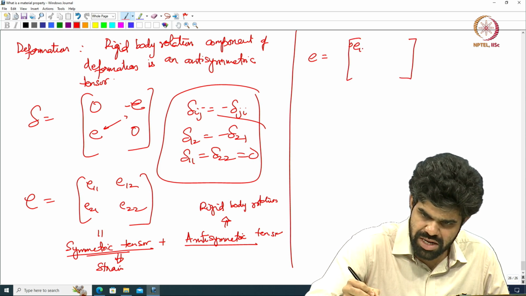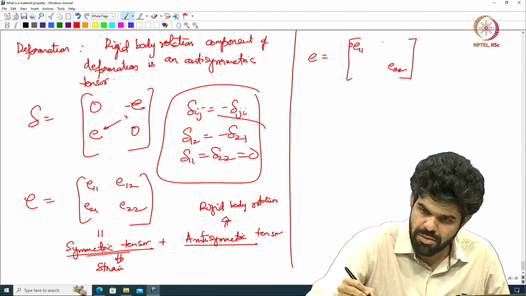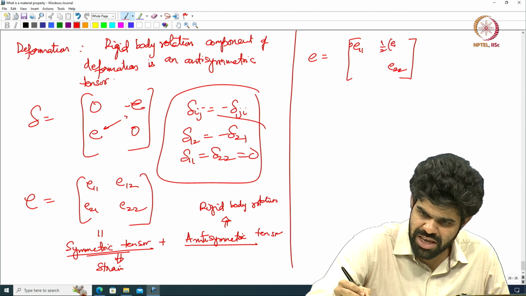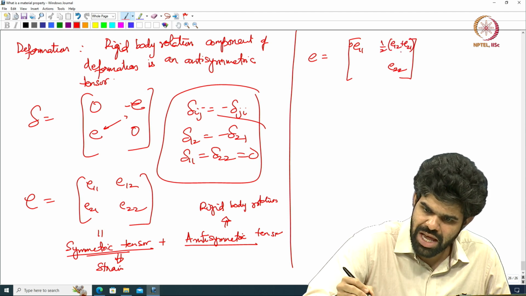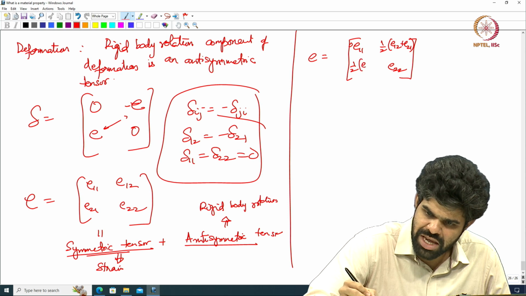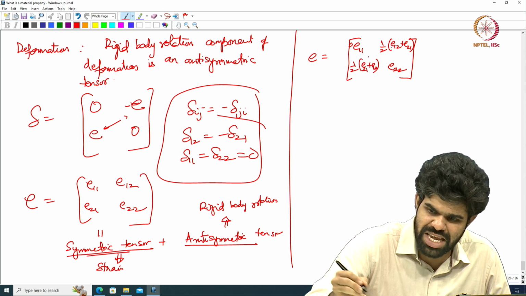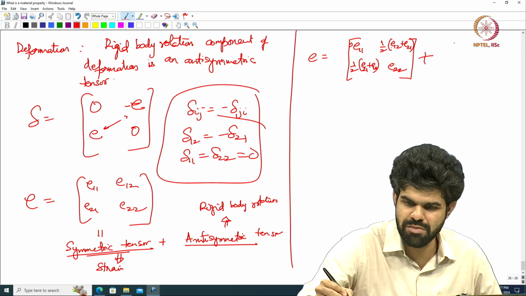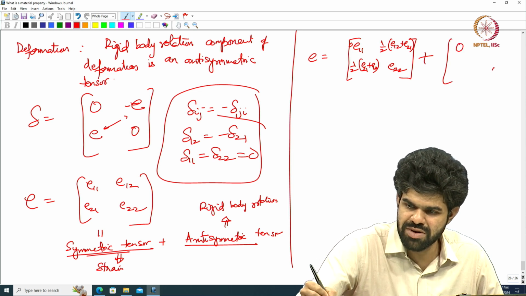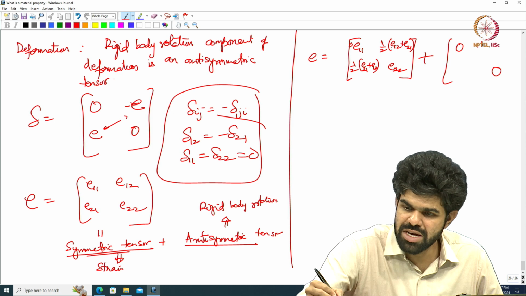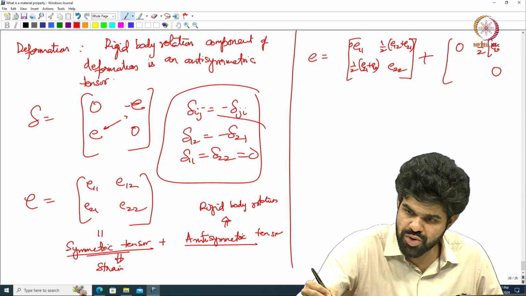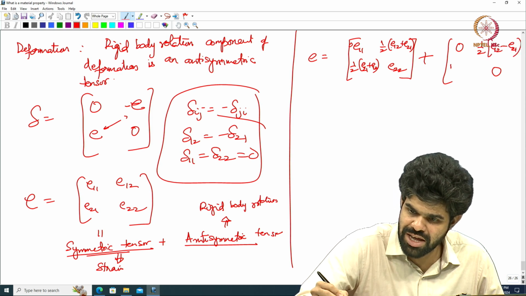So, for the symmetric tensor I will have E11, E22, and so on, but I have here half of (E12 plus E21), and here I have half of (E21 plus E12) again, right. So, these two components are equal, right. So, that is a symmetric tensor plus an antisymmetric tensor where these two components are 0, but here I have half of (E12 minus E21), whereas here I have half of (E21 minus E12), right.